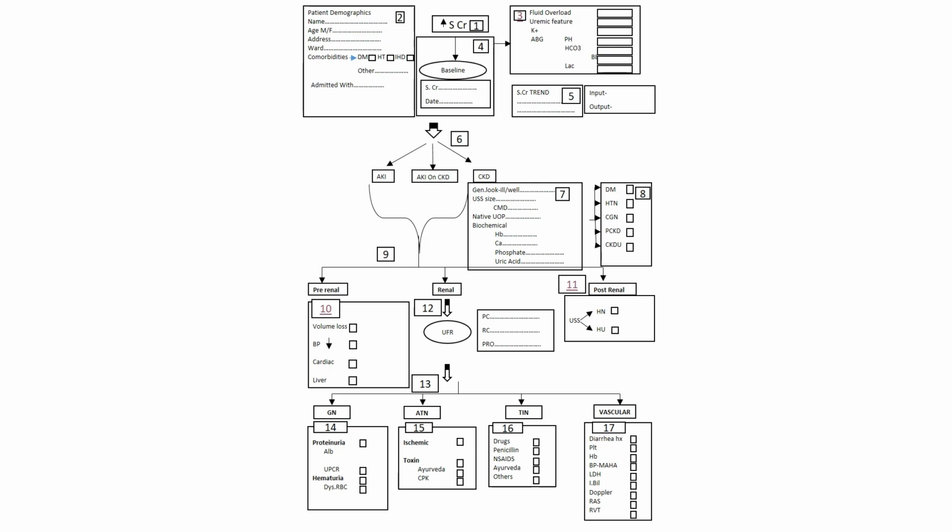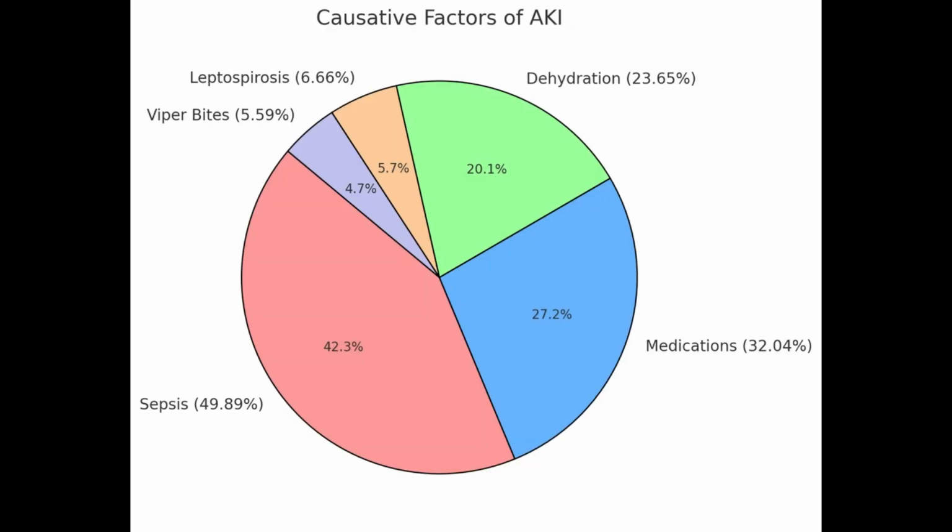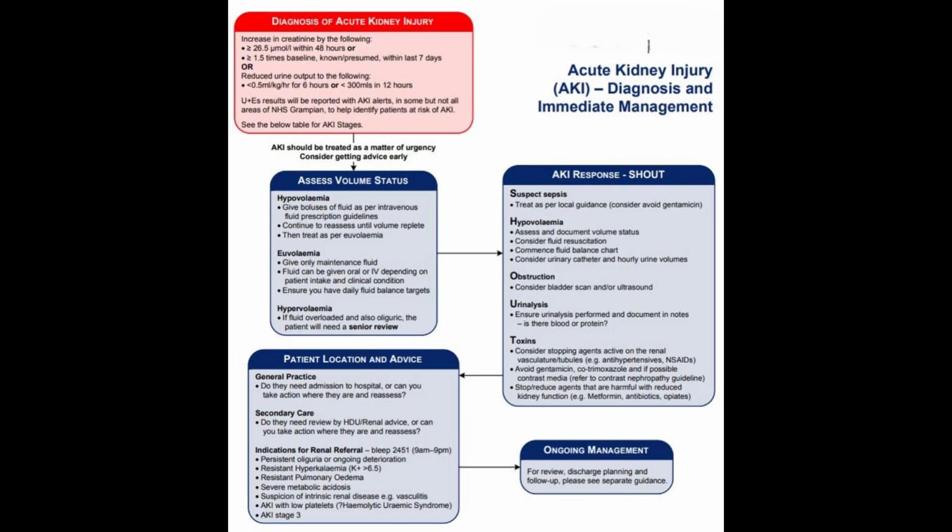At the end of your assessment, you should write the diagnosis clearly. AKI or AKI on CKD secondary to what? The most common cause of AKI is sepsis, accounting for around 70%. About 20% is iatrogenic, mainly due to medications, and the remaining 10% due to other causes. Management follows the SHOUT protocol. S, sepsis control. H, hydration and correction of hypovolemia. O, obstruction, exclusion, and urology referral if present. U, urine analysis and targeted treatment. T, toxin avoidance, including stopping nephrotoxic drugs.